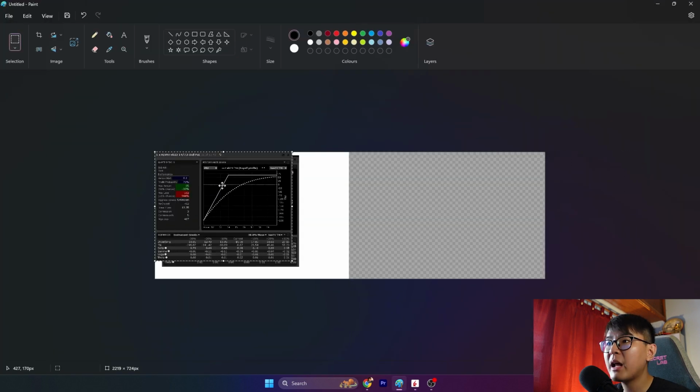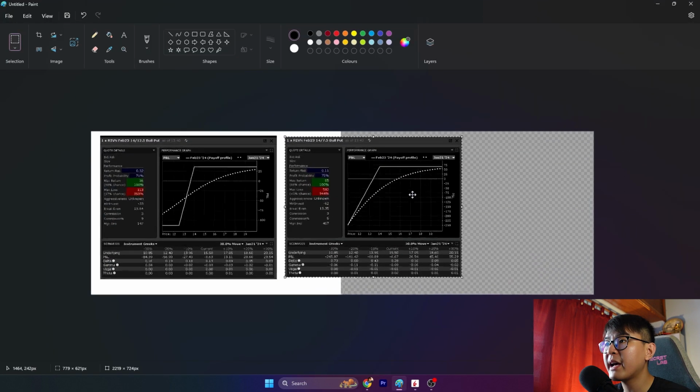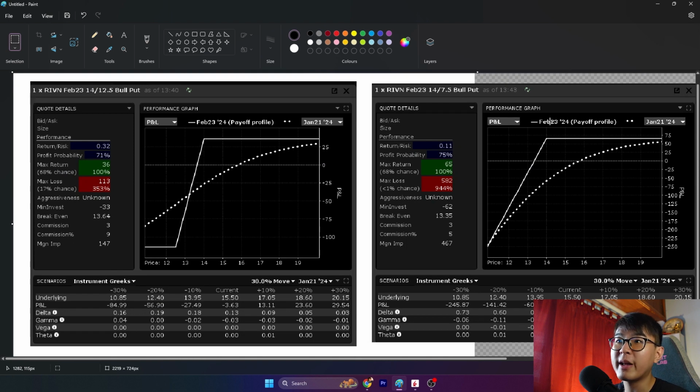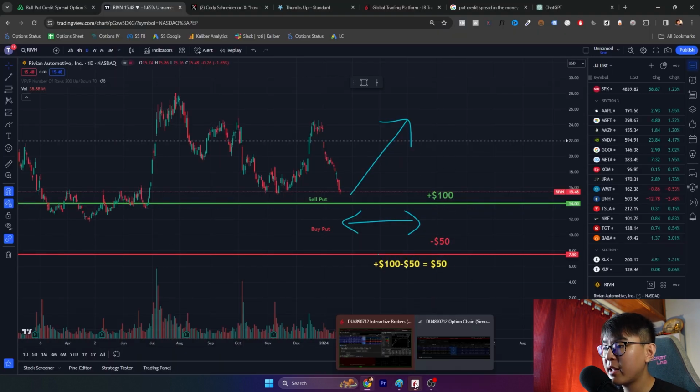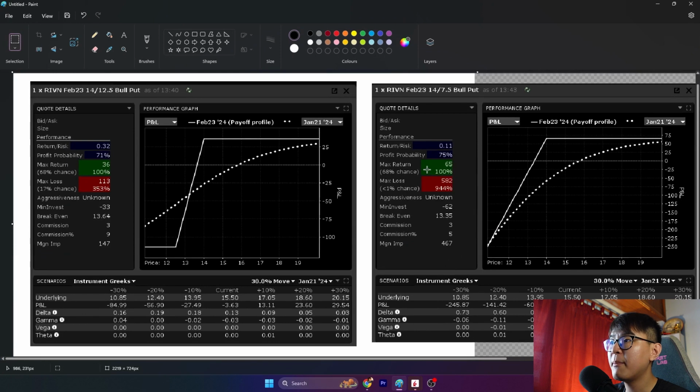Let me take a screenshot of this and let me put the performance profile side by side. Now this is a comparison of both bull put spreads. One of them is selling a put option at $14 and buying a put option at $12.50. The other is selling a put option at $14 and buying a put option at $7.50, which has a much wider width over here. And as you can see here, the most obvious thing is that the max return is a lot higher. If you're executing a bull put spread with a larger width, the max return is higher, but as you can see here, the max loss is a lot more as well.